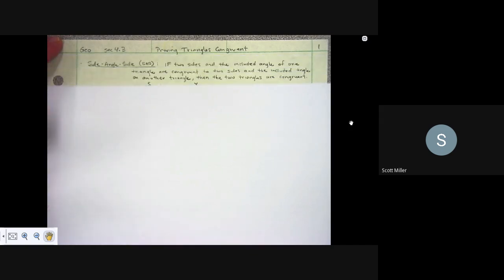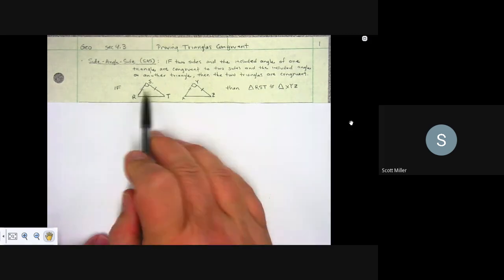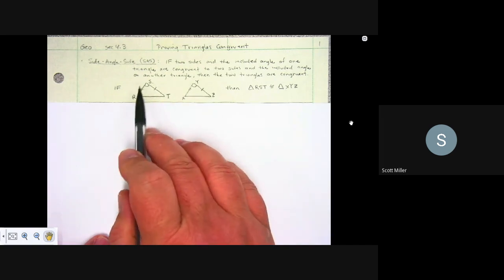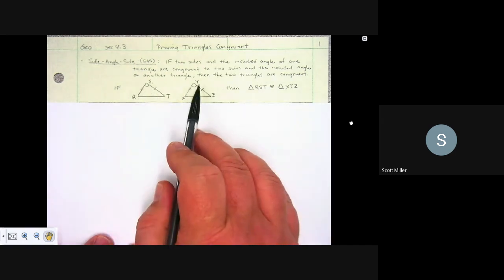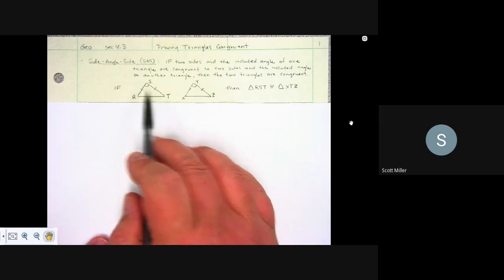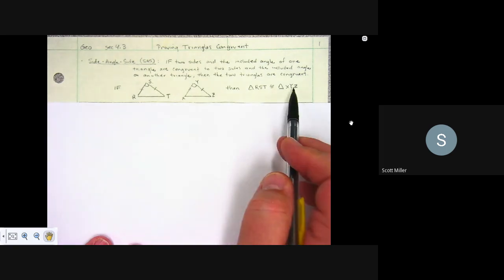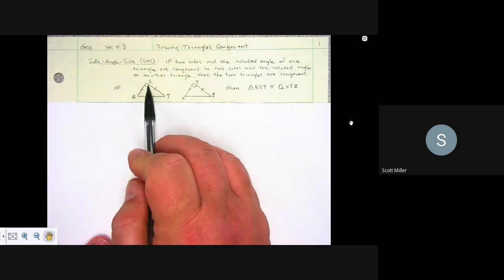Well, over the next 3 sections, we're going to look at a series of situations and what is required to show that 2 triangles are indeed congruent. So here's the first one. The first one is called side angle side. If I have 3 pieces of information, namely 2 sides and the included angle, and they are congruent from one triangle to the next, then I know that both triangles and all the parts of each triangle are congruent, and I can say that the triangles are congruent. So side, angle, side.